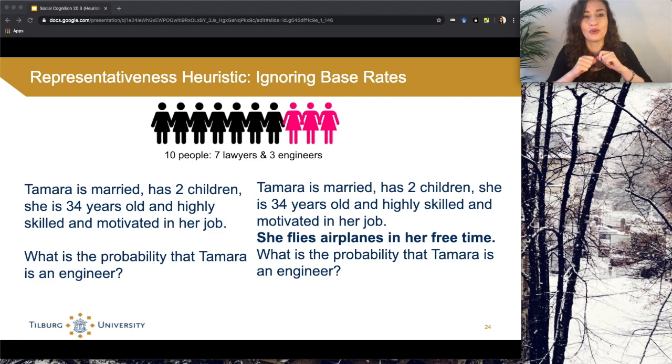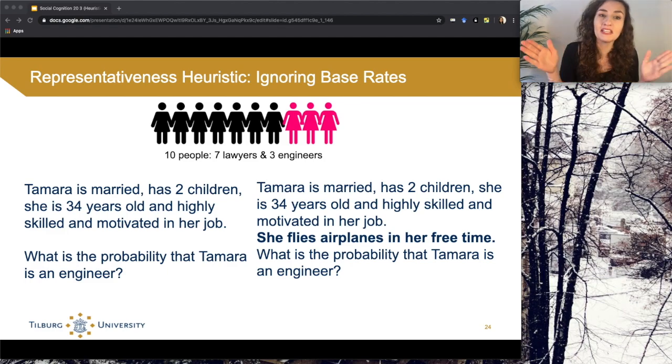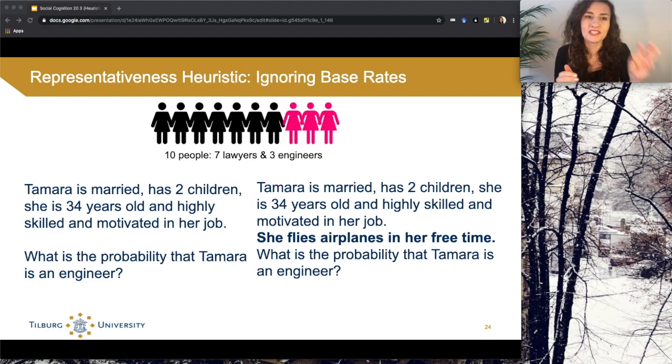And in addition, we also know that Tamara is a member of a group of 10 people. And in this group of 10 people, 7 of them are lawyers and 3 of them are engineers. Now, if there was no such thing as a representativeness heuristic, we would expect that basically there should be something like a 30-70 distribution in our estimates of whether Tamara is an engineer, right? Because the base rate says that 30% of our group of 10 people are engineers.